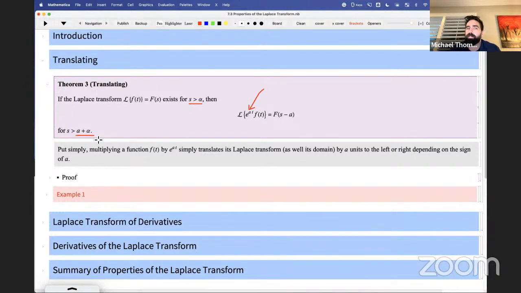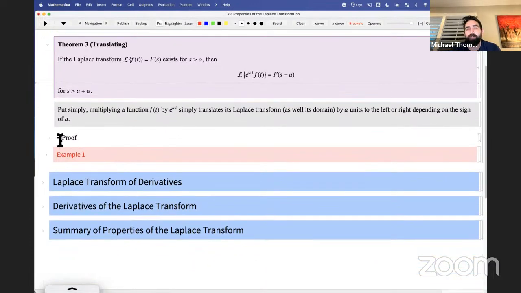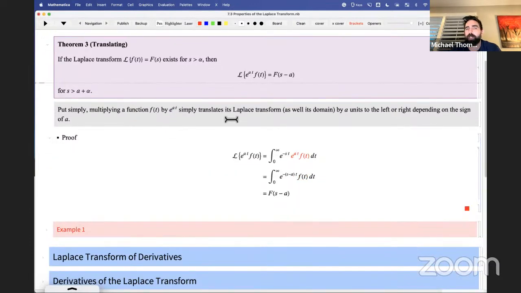Okay, so put simply, if you multiply a function by e to the at, all it does is translate. It shifts the transform either to the left or to the right, depending on the sign of a, and also shifts the domain. Now, it's important we go through this proof just once. It's not a hard proof, but just to see it, to prove it to ourselves. And then once we've proven it to ourselves, we can use it whenever we want. So here's the proof. It's pretty short.